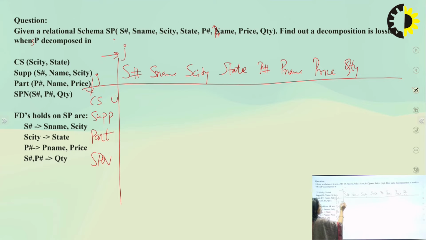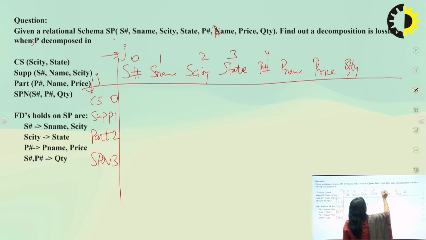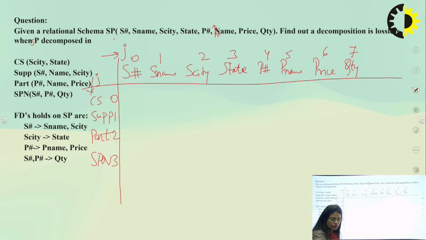SPN. Values will be 0, 1, 2, 3. Here 0, 1, 2, 3, 4, 5, 6, 7. Okay. So these are the values. Now we need to initialize each and every element, right? So while initializing, we will check S city and S state. Otherwise, we are having only these two attributes in this part. So when we fill this part, only these two attributes are there.